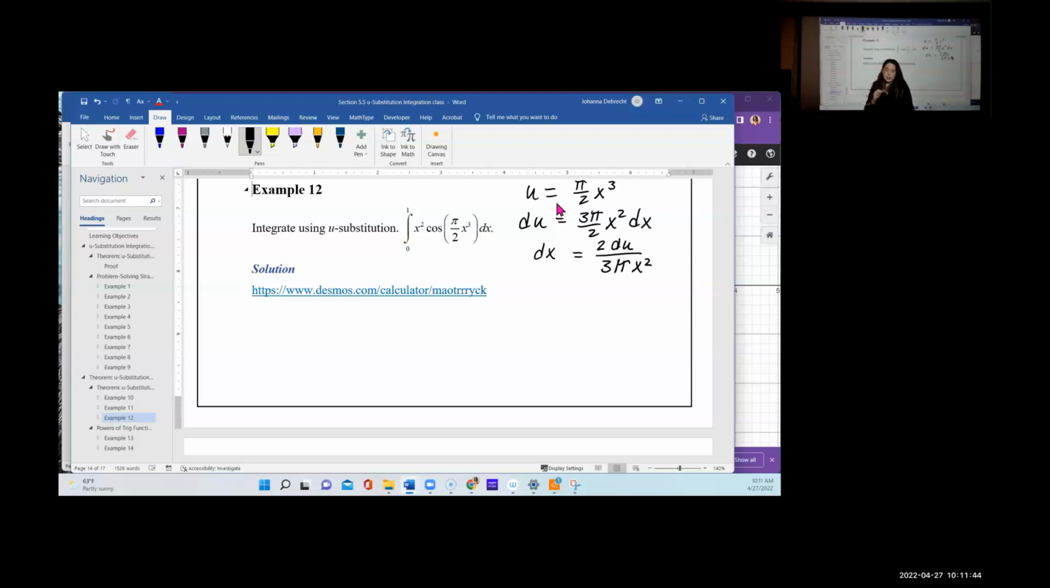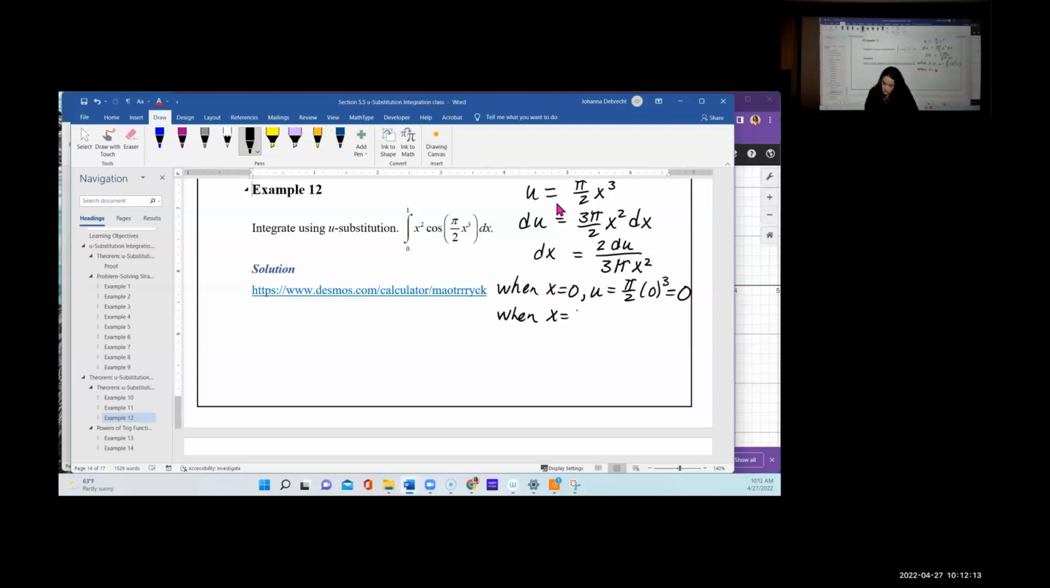Now that replaces what's on the inside of the integrand and the differential, but I also need to replace the limits of integration. So now I'm going to replace the limits of integration, and I'm going to say when x equals 0, u is equal to pi over 2 times 0 cubed, which would still be 0. So that one didn't actually change.